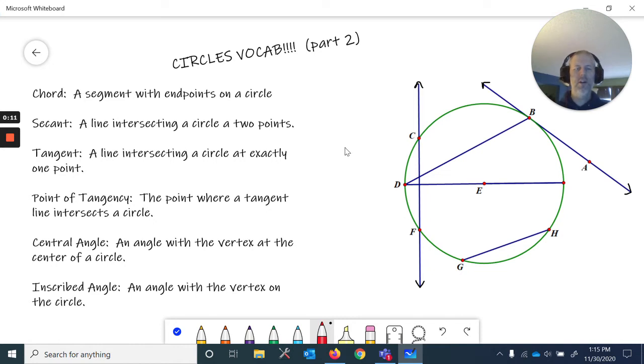So in the last video we talked about center, radius, diameter, among other things, so go check that one out if you need a little more guidance. These 6 terms we'll talk about, and these are all probably new to you, so let's get into it.